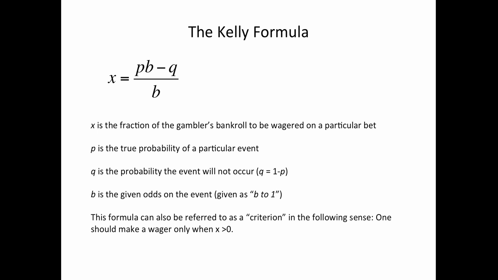B is the given odds on the event, whatever the bookmaker sets as the odds. And so that would be something you might see, 3 to 1 odds, 2 to 1 odds, or something like 0.83 to 1. Depending on what the money line odds are, you can translate that to find the number B. And then this formula can also be referred to as a criterion in the following sense. You only make a wager when the fraction to be wagered is greater than 0. In other words, when x is bigger than 0, it tells you that's when you make a bet and how much you bet.